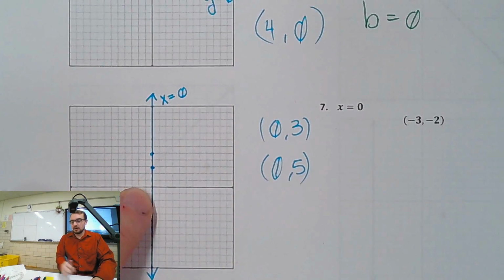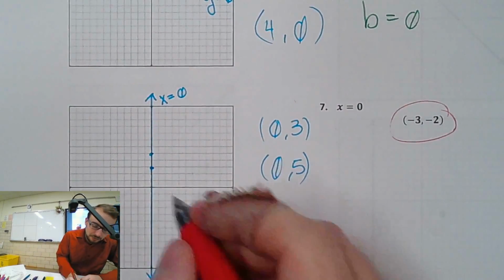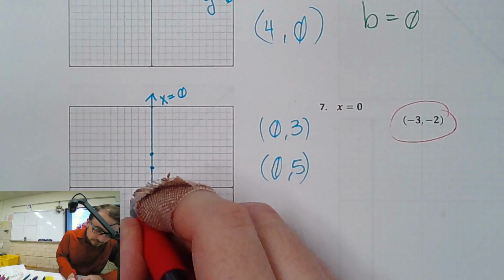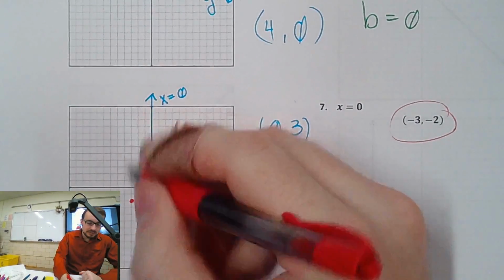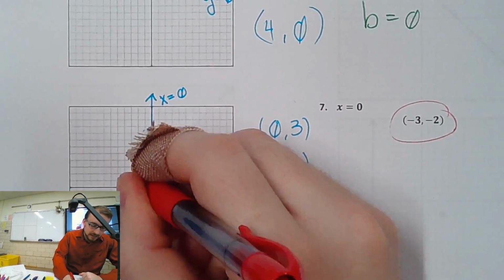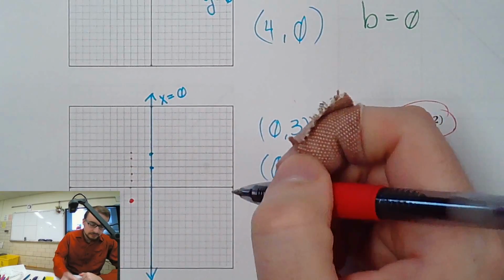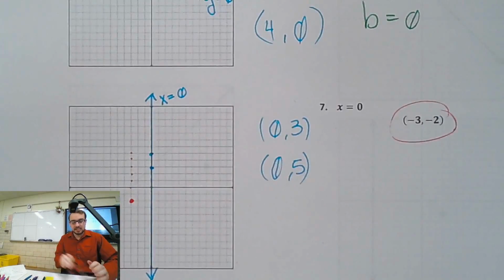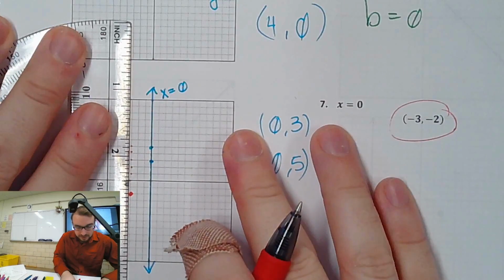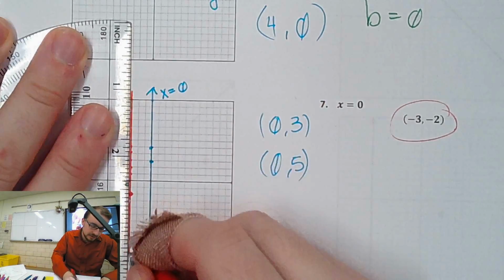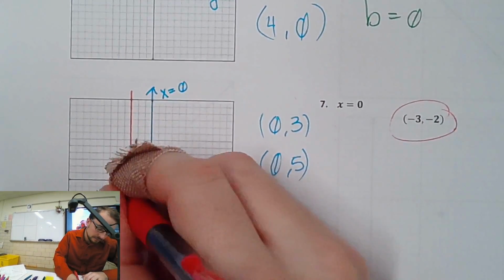So there's x equals 0. This point over here is (-3, -2). It's going to equal -3. So all of the points that are on here all have an x of negative 3, right? So our line has the equation x equals negative 3. That describes this line. It's where all the x's are negative 3.